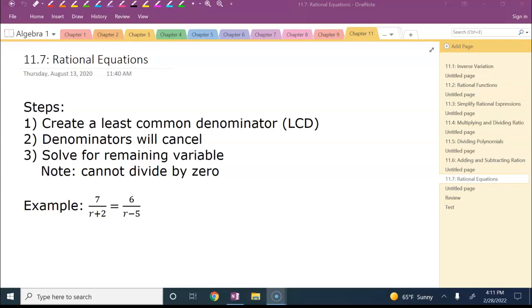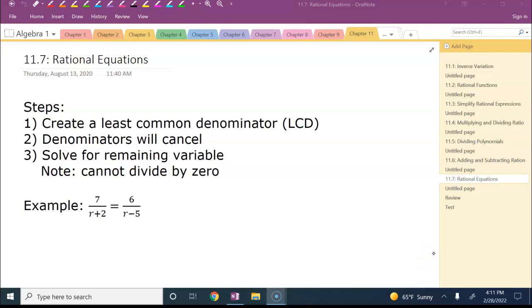Eventually what's going to happen is that we're going to get our denominators to cancel out, and I'll show you kind of a quick way to have that happen. And then we're going to solve for our remaining variable. Remember that we can't divide by 0, so if we see something like that happening in any of our problems, we'll either have to go back and reevaluate what we did, or we won't be able to actually solve that one.